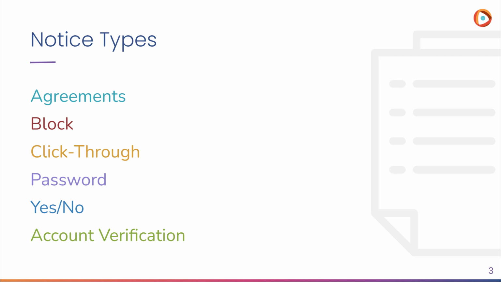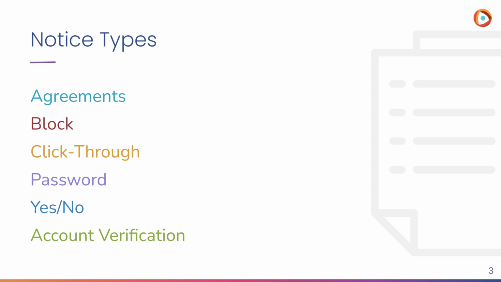Click-through is great for updates and then just general notices. So if you have a community update and you want users to see that as they're logging in, this is a great way to do it. And then they just click through to the next notice or right onto the community home, etc.